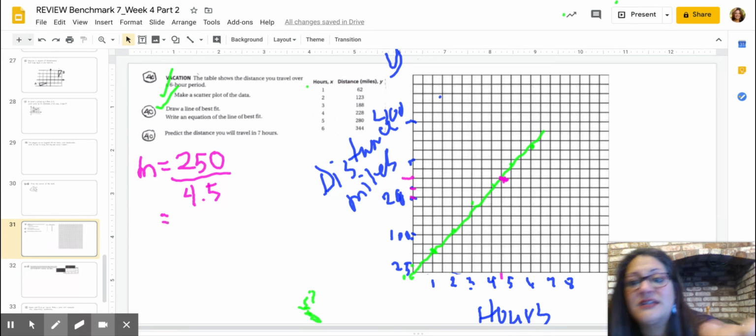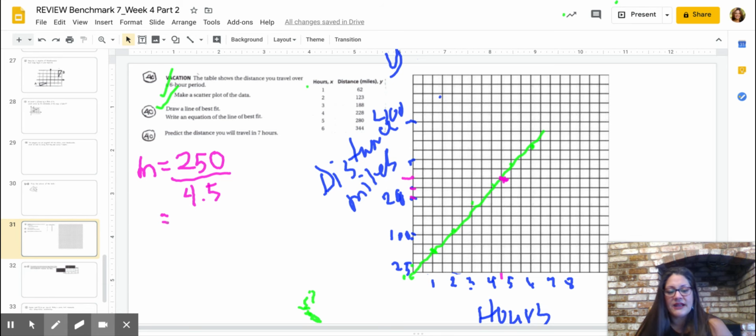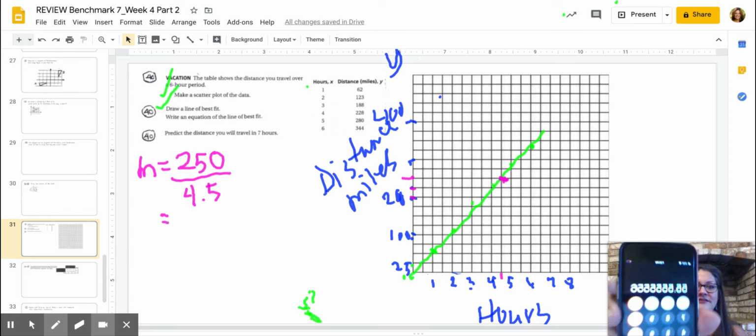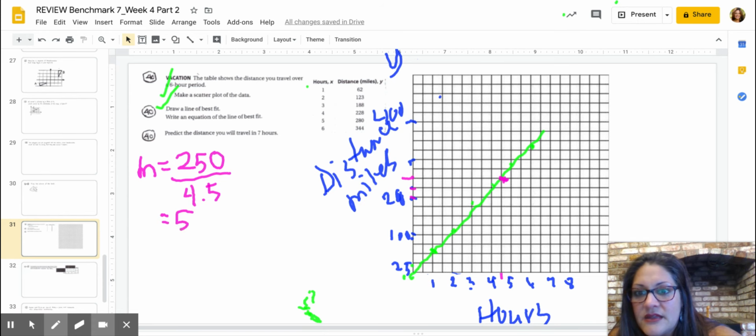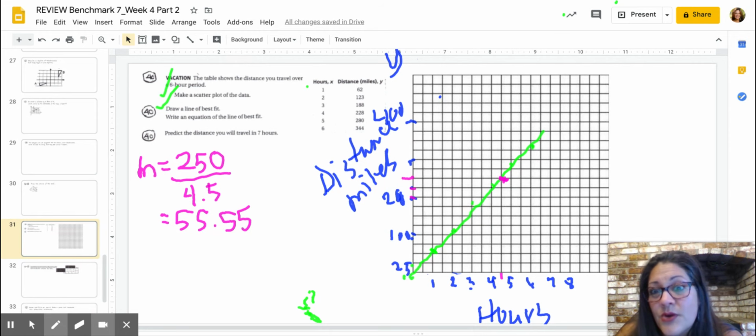I'm actually going to simplify it and just make it a decimal. So 250 divided by 4.5 is going to give me a slope of about 55.55555, so put 55.55. What that's telling me is miles per hour. That's how far I'm driving, so driving quite conservatively under that speed limit. And it wants to know how far I will go in 7 hours.